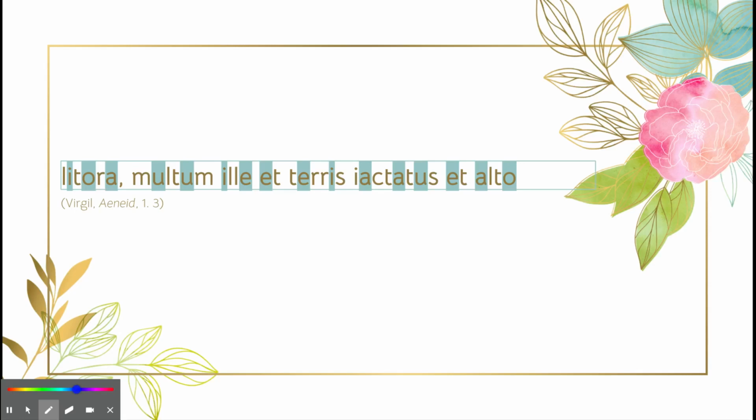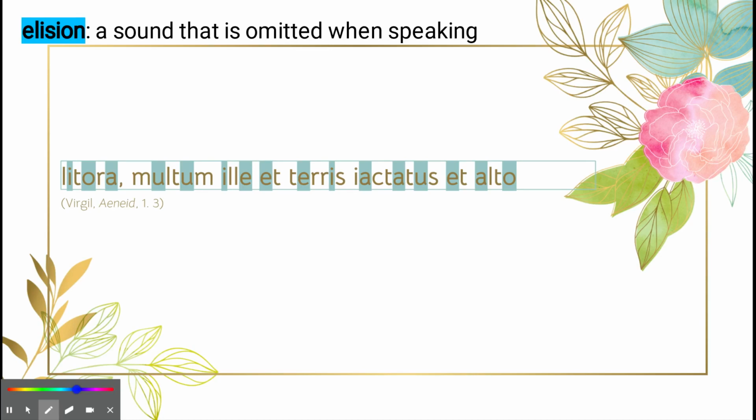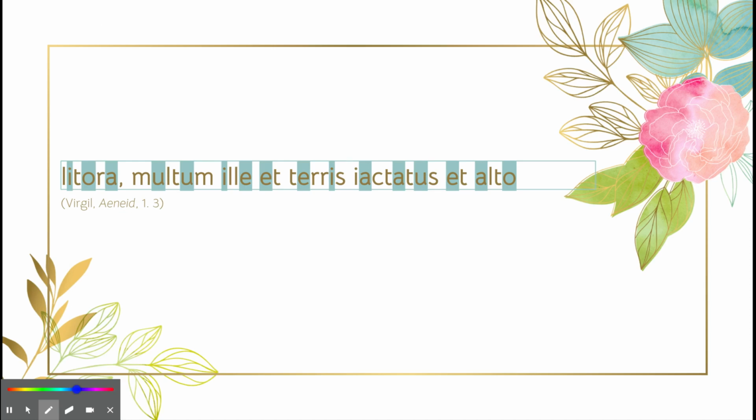So far, we have a pretty good grasp on how to scan a line. In line 3, we start seeing some new rules that we haven't quite seen just yet. Today, we're going to be talking about something called elision. Now, elision is a sound that is omitted when speaking. So let's take a look at this line.